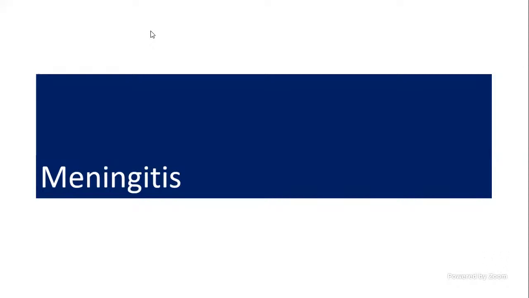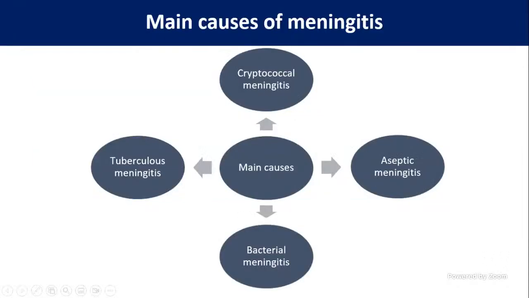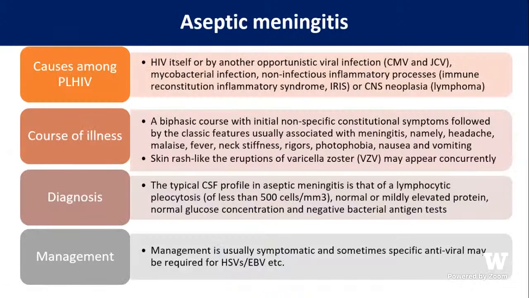Meningitis has multiple causes. Tuberculosis, cryptococcal, aseptic, and bacterial are the main causes. How we differentiate them is mainly on the basis of the clinical features, the course of disease, the lumbar puncture, and the CSF analysis. And depending upon the etiology, you will treat it.